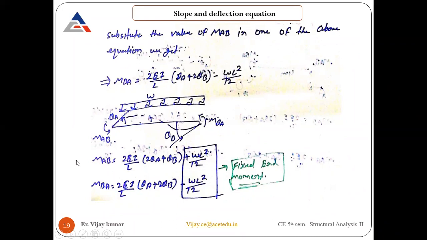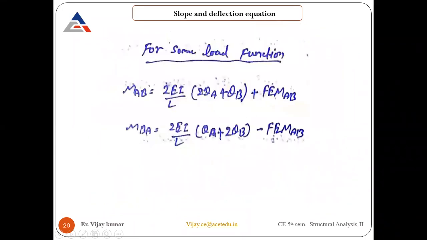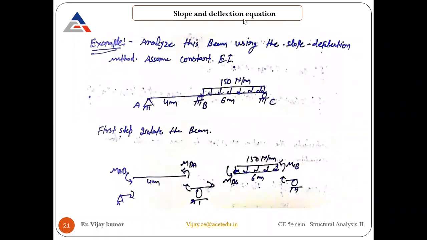You can follow direct values, or you can write this equation up to this point and plus FEM and minus FEM. So that's all. This is the ultimate value. So you can note it down. Afterwards, I will discuss the numerical.